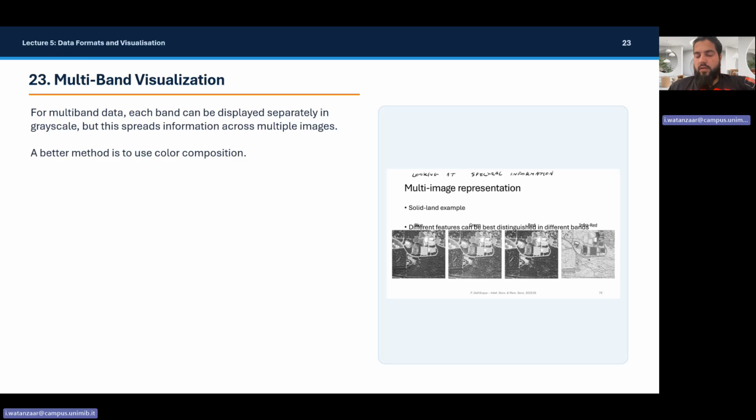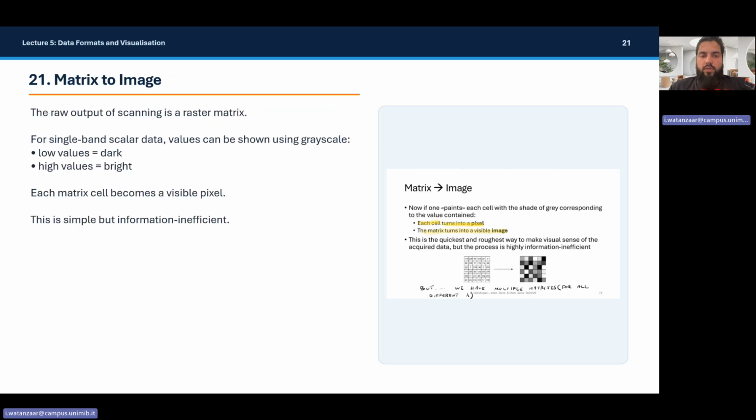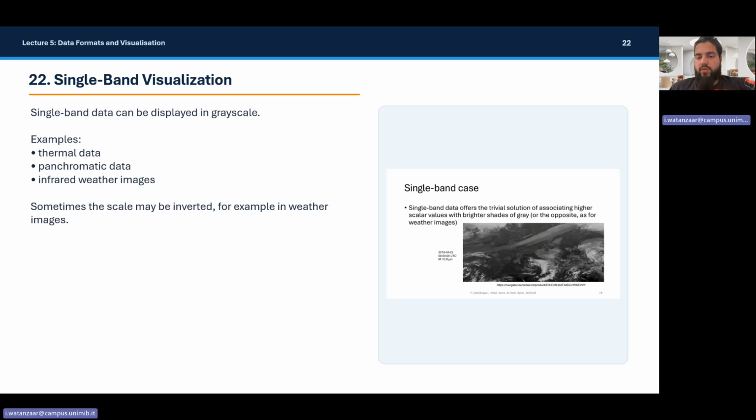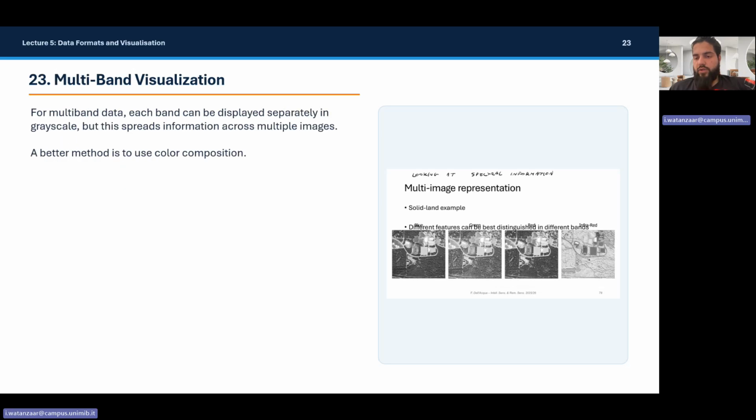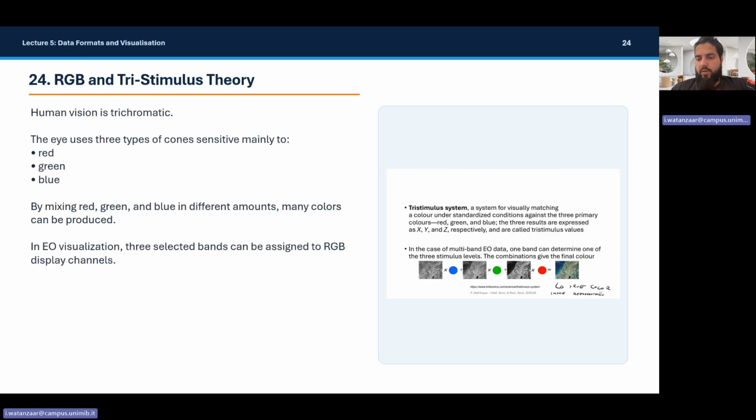Why it's more black and white depends on what we have seen: the raster, the matrix in the image. These values are transformed into grayscale values. The higher the value, the brighter it is, and the lower the value, the darker it is. So that's based on this. Where we captured electromagnetic waves very strongly, it's much brighter; where it's weak, it is dark.